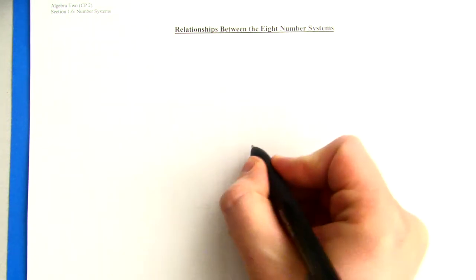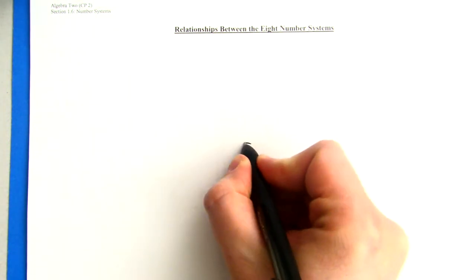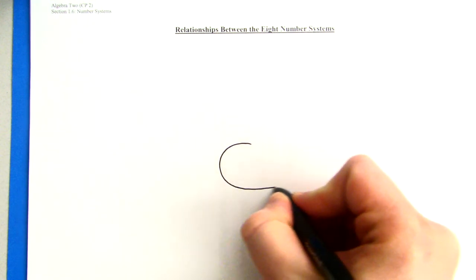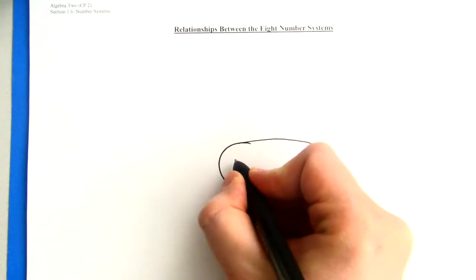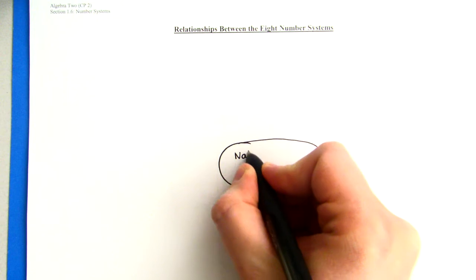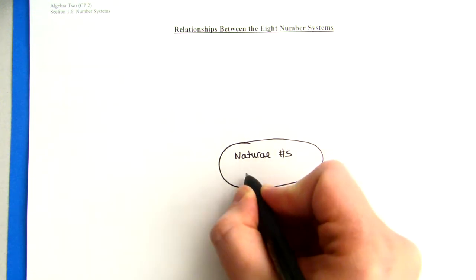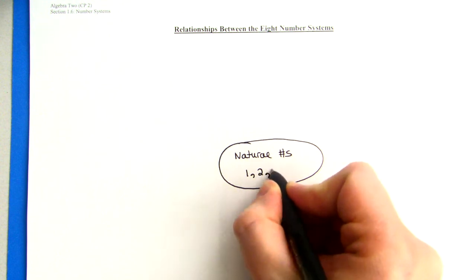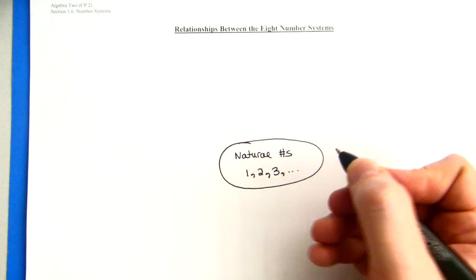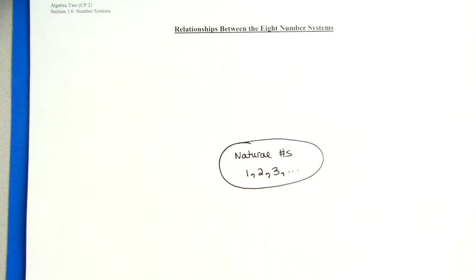I'm going to start with the one and only system that I've dealt with so far, the natural numbers. I'm going to draw an oval, and I'm going to write in there natural numbers. And I have numbers like 1, 2, 3, and so on. Make sure you get that in your notes.